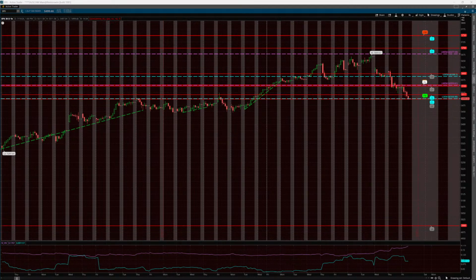All right, let's take a look at the levels on this chart. First of all, the dash. Let me zoom in on this. That pesky 5,000 level is back.